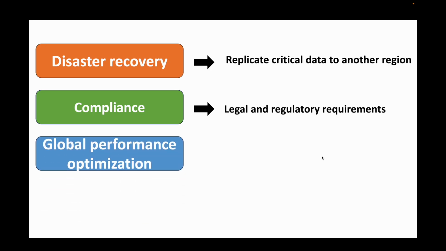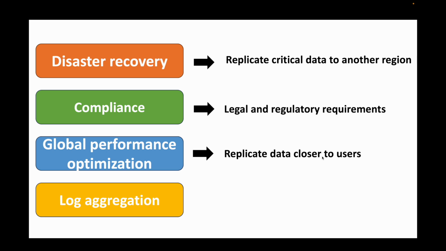Then you can use it for global performance optimization. So you can replicate your data closer to your users in different geographical regions, and this can help you reduce the latency to your users. And the last one we have is log aggregation. So you can aggregate logs from multiple buckets into a central bucket, which you can use for any analytics or for your troubleshooting. So that's about the features we have for your S3 replication.